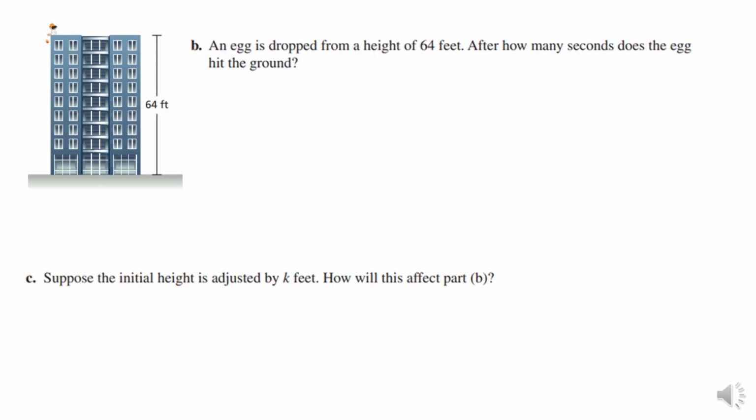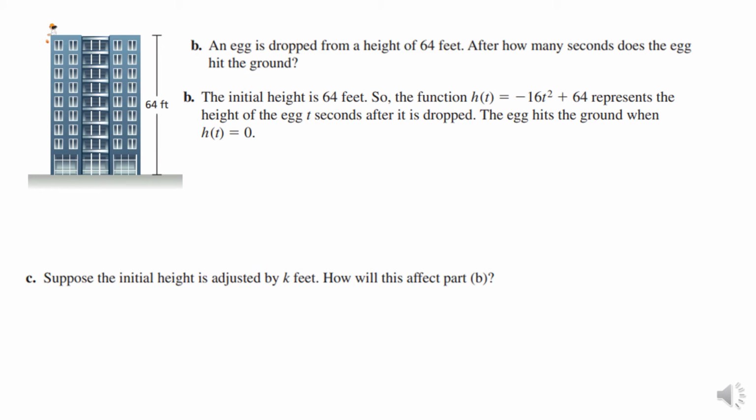Okay, so now we're going to discuss the problem in a little bit more depth. So the egg is dropped from a height of 64 feet. So we're going to replace that h naught with this. So the initial height is 64, so now we have an equation. They want to know after how many seconds does the egg hit the ground. So they're saying that y equals 0.